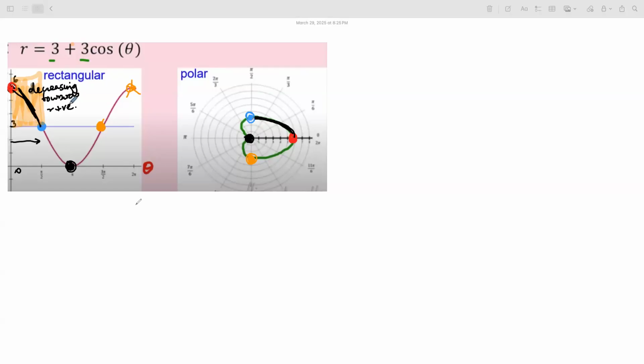Any questions, guys? Then the next part of the graph, this is how you have to split, and then only you'll understand things. Otherwise, nothing will be clear. Pi by 2 to pi, what happens? This is this part of the graph. So here what happens? It's still decreasing. R is negative, and then it's going away from the pole.